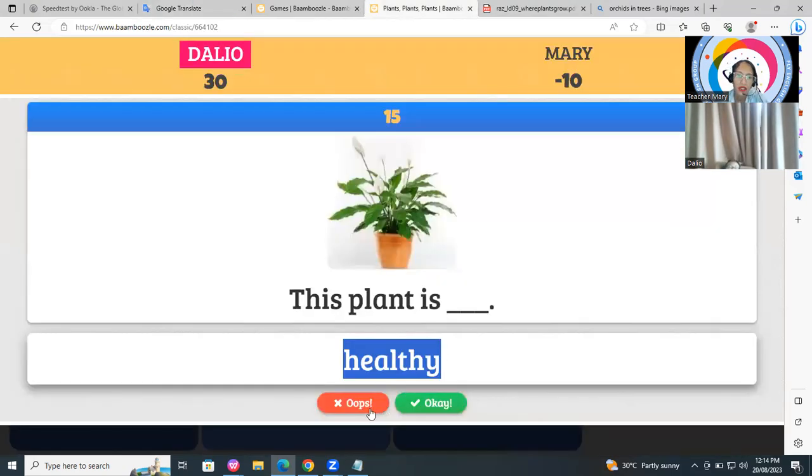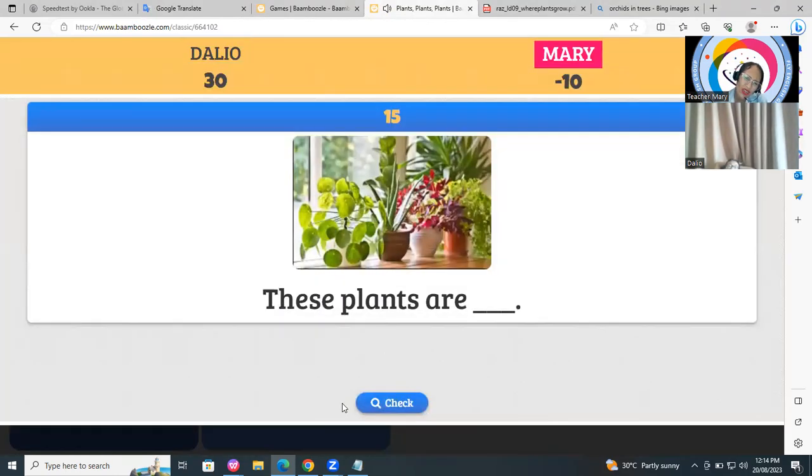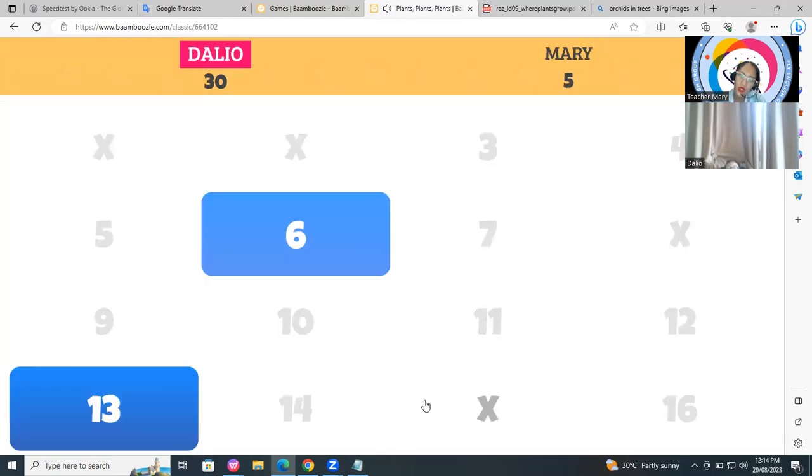Okay. So, now my turn, I'll choose 14. These plants are? I think these plants are healthy. Okay, I'm right. Okay, so choose your number, please.